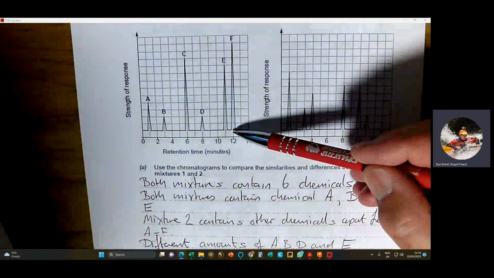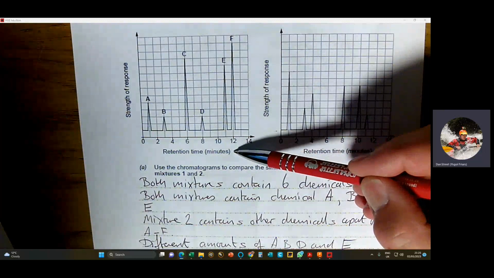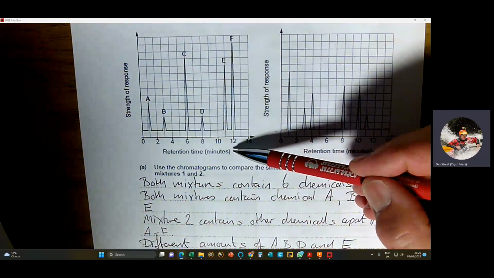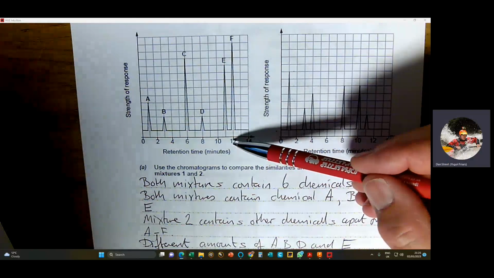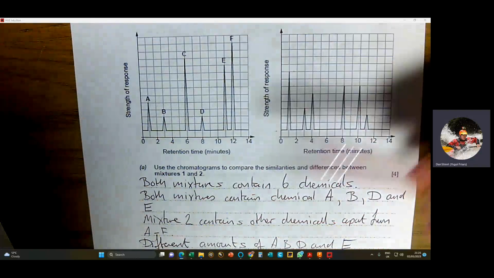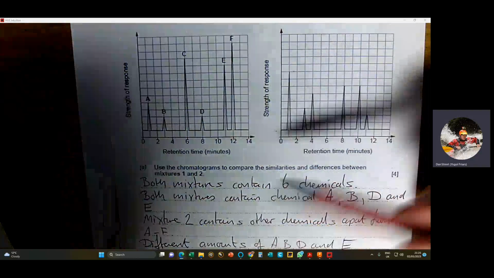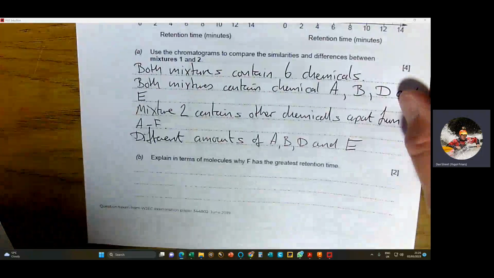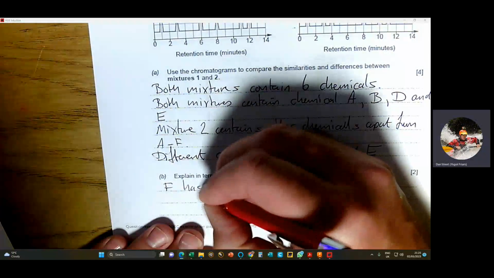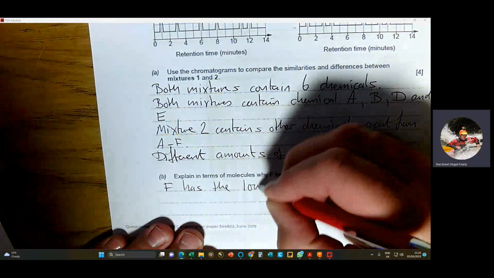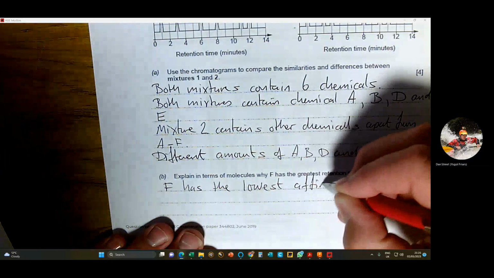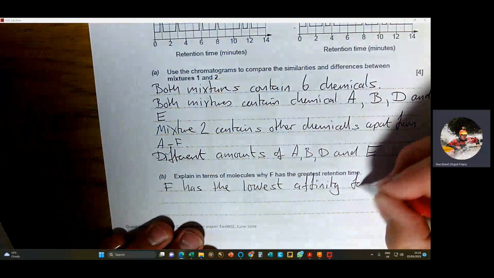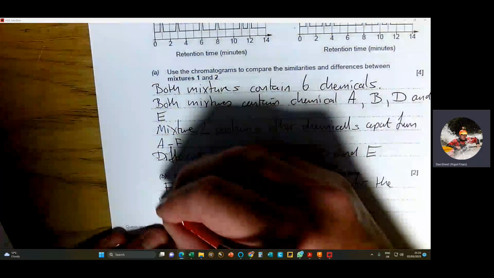The reason that F is the last one to appear at the sensor is because it has the least affinity. It doesn't get on with the mobile phase. It doesn't stick to the mobile phase. The mobile phase doesn't carry it well, and therefore it takes a while for it to get through the machine. So F has the lowest affinity. Affinity means like something, basically. So lowest affinity for the mobile phase.